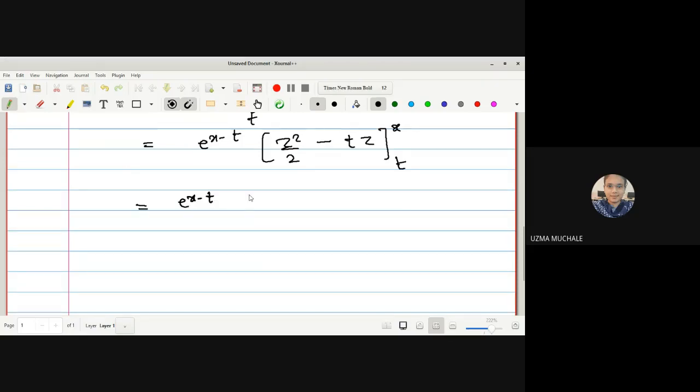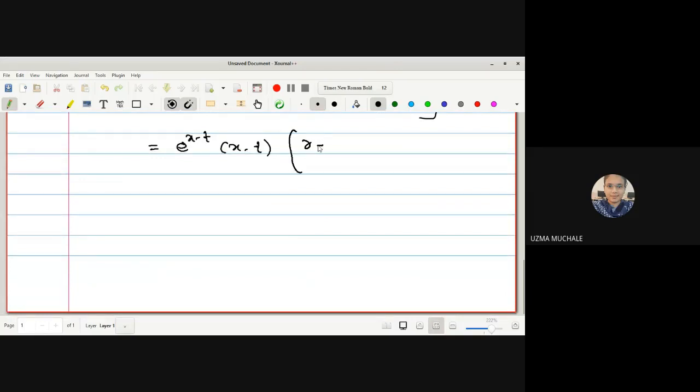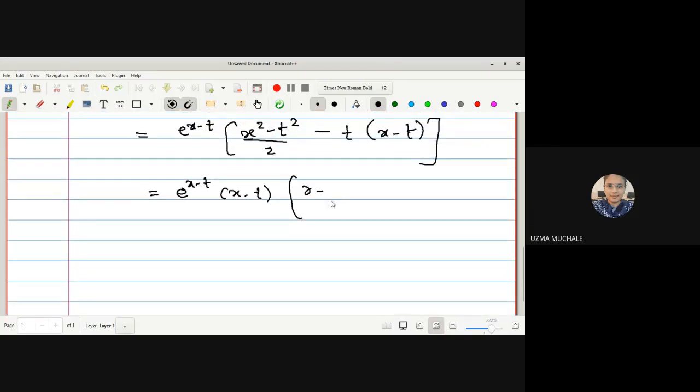e raised to x minus t. Now here it is x square minus t square divided by 2 minus t as it is, we have to put in the limits of z, that is x minus t. Okay, now we can take x minus t outside. If I take x minus t outside, what remains is x plus t divided by 2 minus t. This x square minus t square I can write as a square minus b square is a minus b, a plus b.